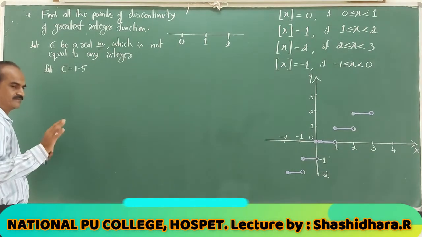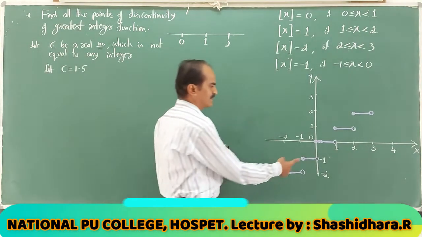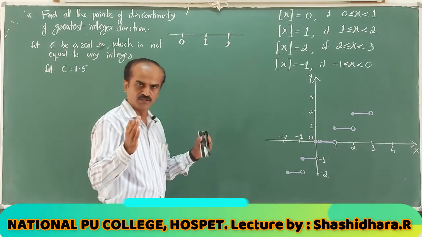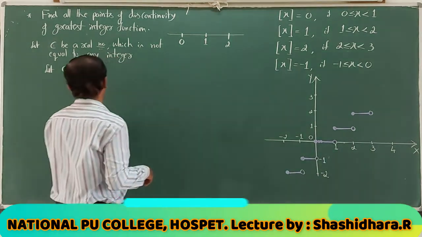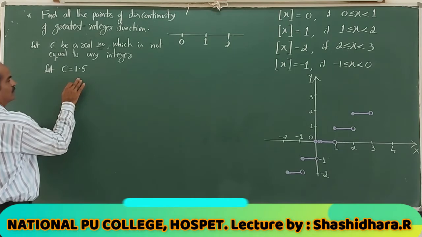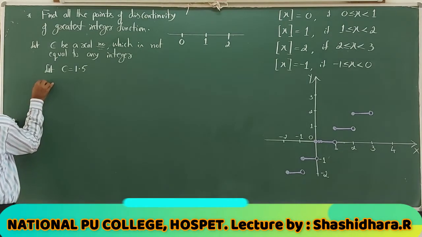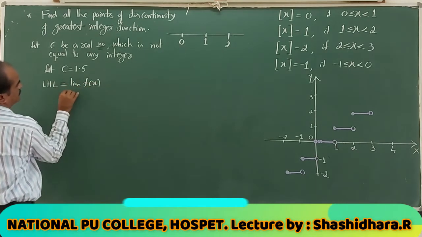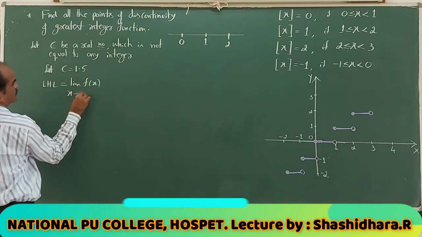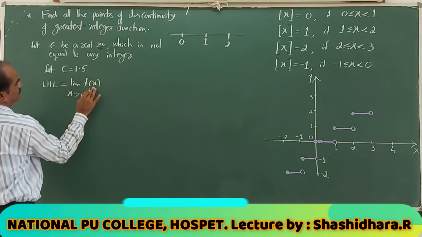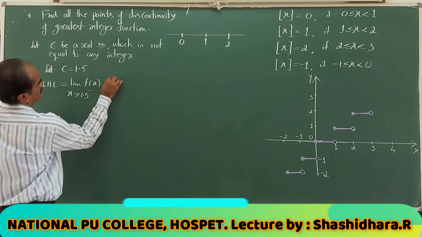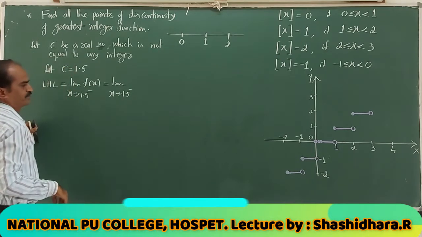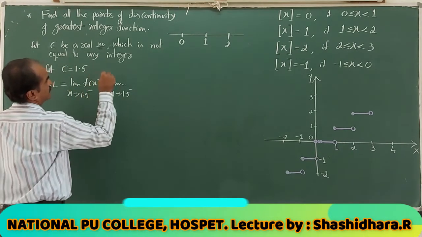At this point, this function is continuous. Look here. Around the point 1.5, is there any break in the curve? No break in the curve. So it must be continuous at this point. Let me check. Let c equal 1.5. Now let me find the LHL, the limit of f of x as x approaches 1.5 from the left side. What is f of x? The greatest integer function.